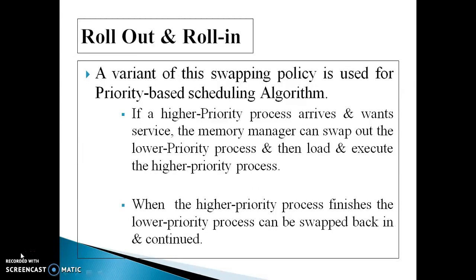A variant of this swapping policy is used for priority-based scheduling algorithms. In this case, if a higher priority process arrives and wants service, the memory manager can swap out the lower priority process and then load and execute the higher priority process. When the higher priority process finishes, the lower priority process can be swapped back in and continue. This variant of swapping is called roll out, roll in.